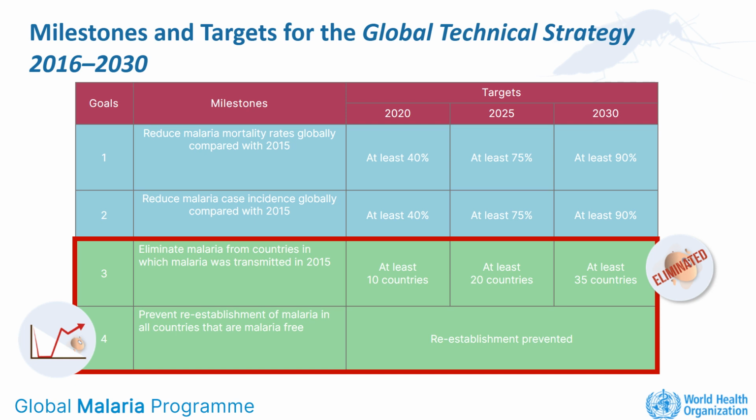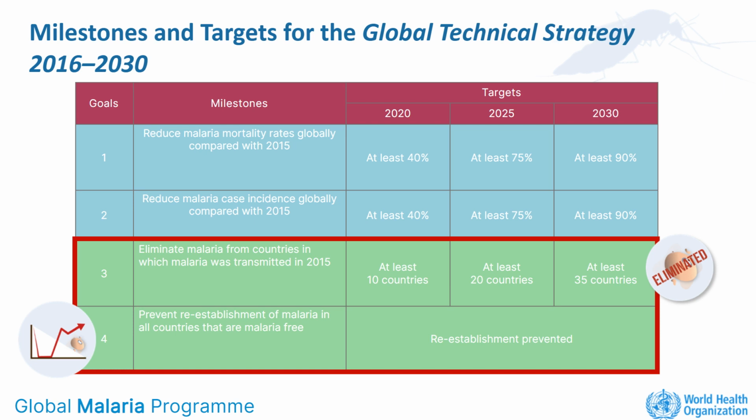the 2015 baseline. Goals 3 and 4, shown inside the rectangle, are specific to elimination and prevention of re-establishment, and hence are relevant to us today. By 2030, the goal is to eliminate malaria, achieve zero indigenous malaria cases in 35 countries where malaria was transmitted in 2015. There were 93 malaria endemic countries in 2015.